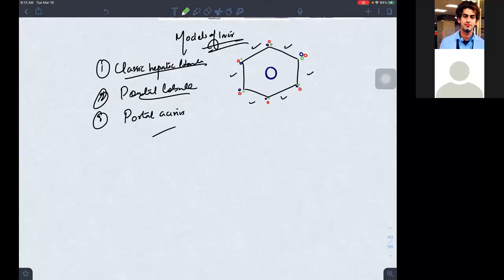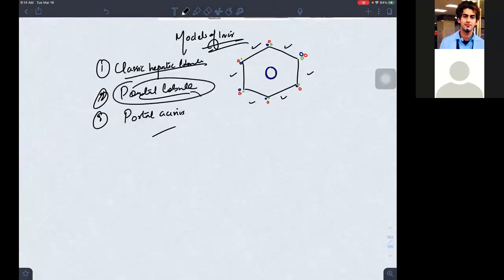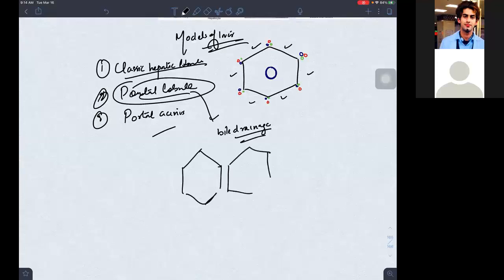Okay. Another concept they gave is a portal lobule. This portal lobule is telling us about the drainage. It is based on the bile drainage. Portal lobule is based on the bile drainage. So they made it a triangle. How? Let me tell you. Like this. This is one hexagonal structure, and this is another hexagonal structure, and this is another hexagonal structure, and this is another hexagonal structure.